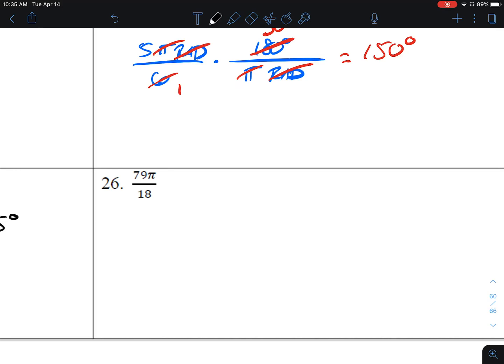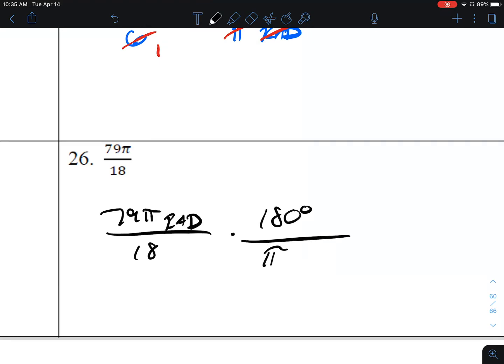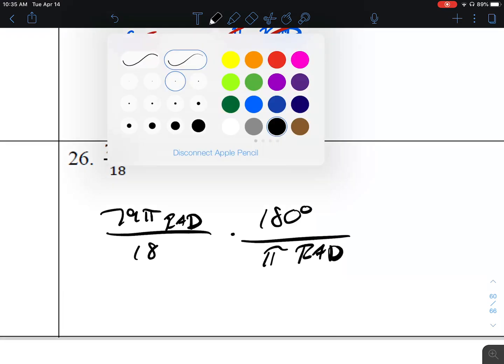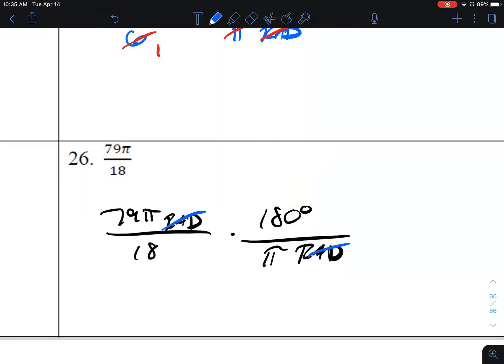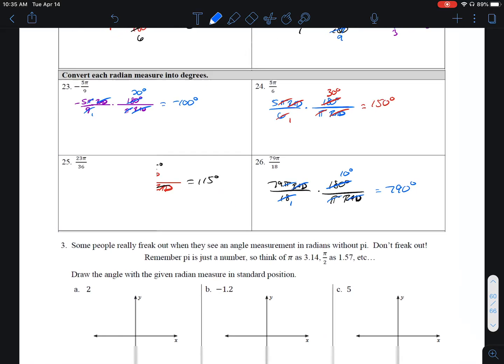Just when you thought it couldn't get worse, we got 79 pi over 18. Going to multiply this by 180 degrees over pi radians, because we want the radians to cancel. Radians cancel, pi's cancel. 18 goes into itself once, goes into 180 10 degrees times. We have 79 times 10, which is 790, and the units is degrees.